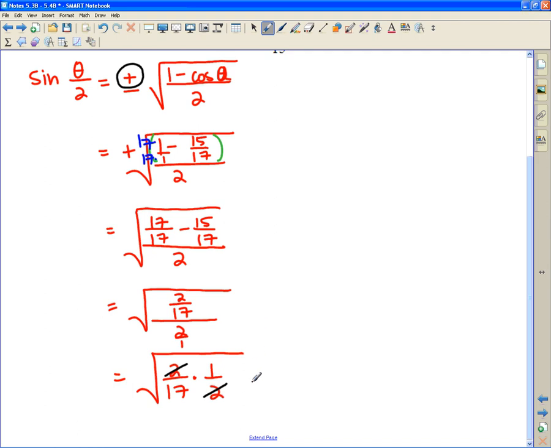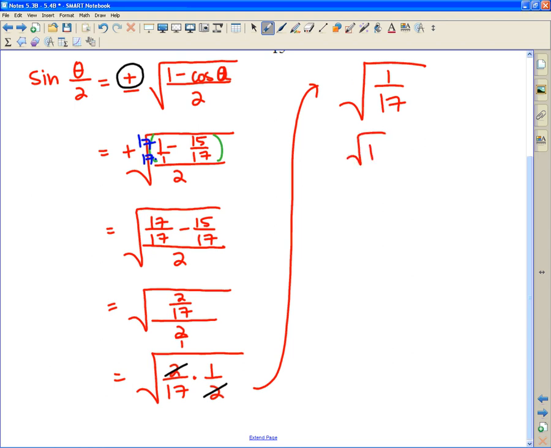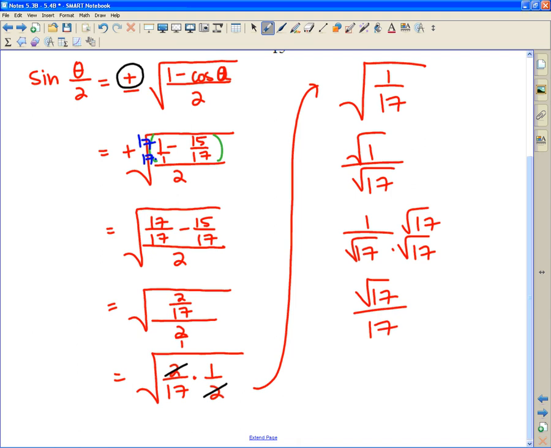So right now I have the square root of 1 divided by 17. Now, the denominator needs to be rationalized. Recall about square roots that you can apply it to the top and to the bottom: the square root of 1 over the square root of 17. The square root of 1 is 1. The square root of 17 cannot be simplified, but we can rationalize the denominator. So 1 times the square root of 17 is the square root of 17 over 17. And that is our final answer.